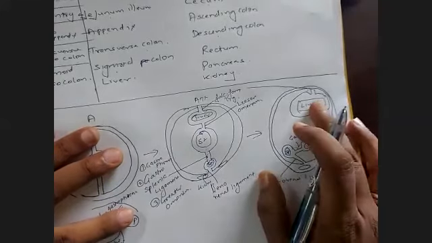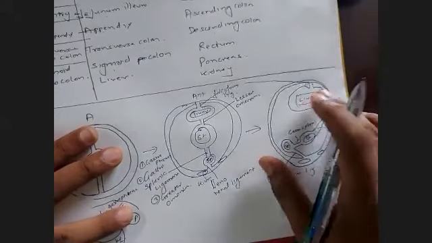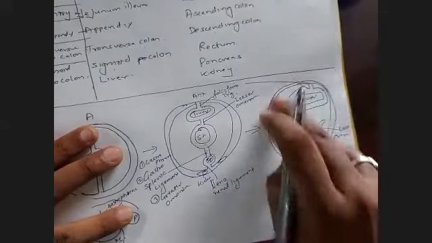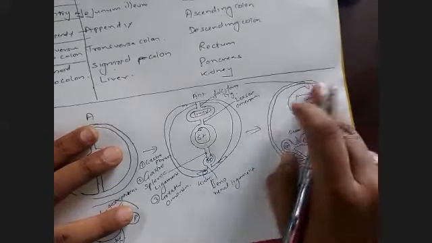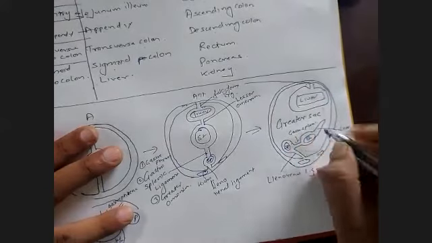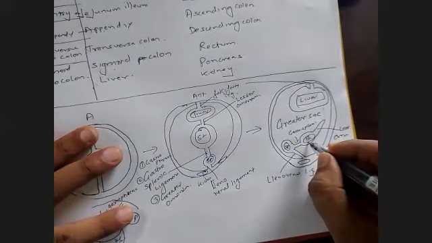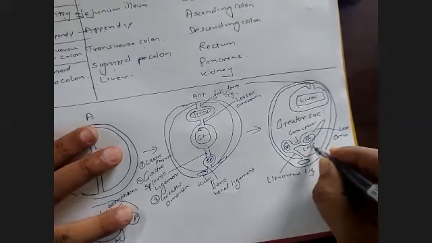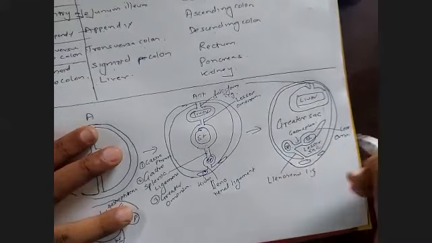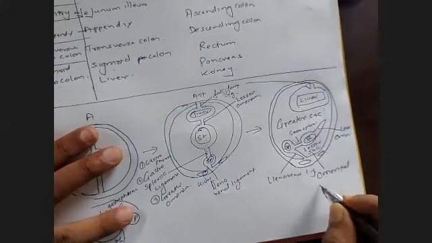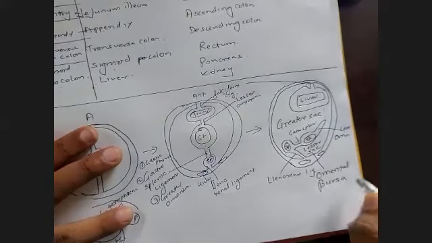Now with this orientation, what happens is the peritoneal cavity now gets divided into a larger area, which is called the greater sac, and a smaller area behind the stomach, which is called the lesser sac. Another name for lesser sac is omental bursa.